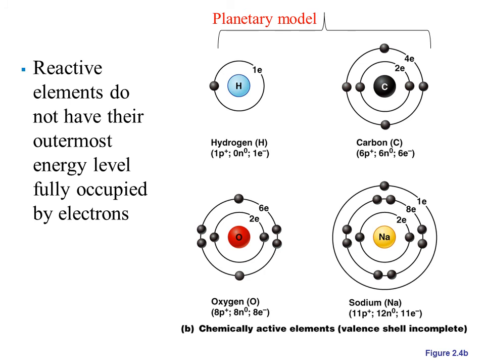So let's look at reactivity. Why do some elements want to link up? Their outermost shell is not full. So hydrogen has 1 electron and it needs 1 more to be satisfied. So it will tend to want to link up with other elements. Carbon has 4 electrons in its outer shell. So it has a valence of 4, or a bonding capacity of 4. So it will want to link up with 4 elements. So everything to the left of the noble gases are reactive elements.